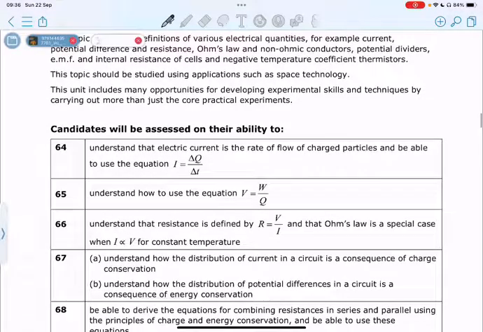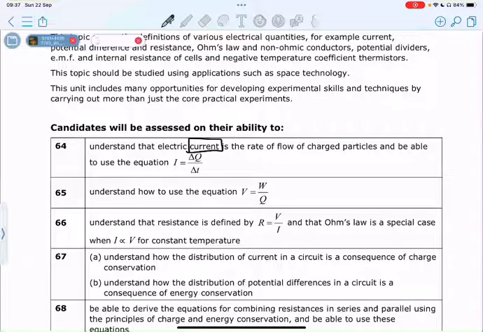Let's begin. Understand that electric current is the rate of flow of charged particles, and be able to use the equation I is equal to delta Q on delta T. Okay, so electric current. What is the definition of current?